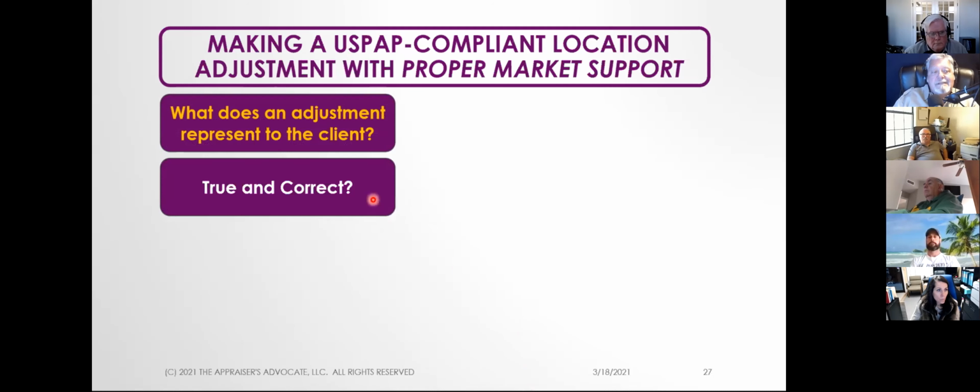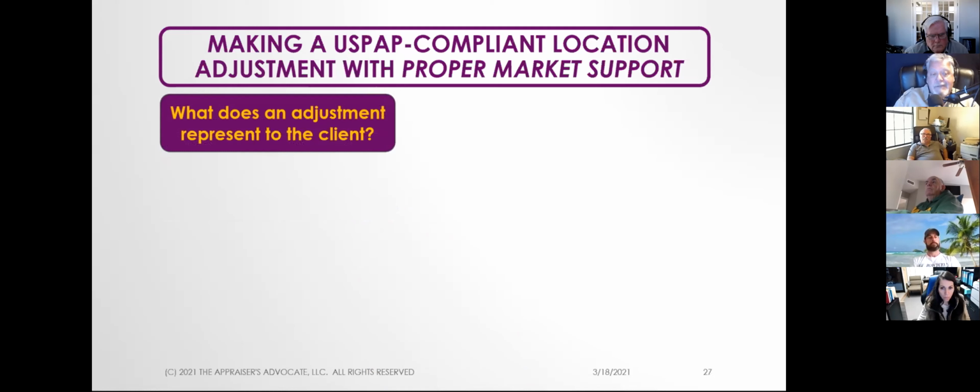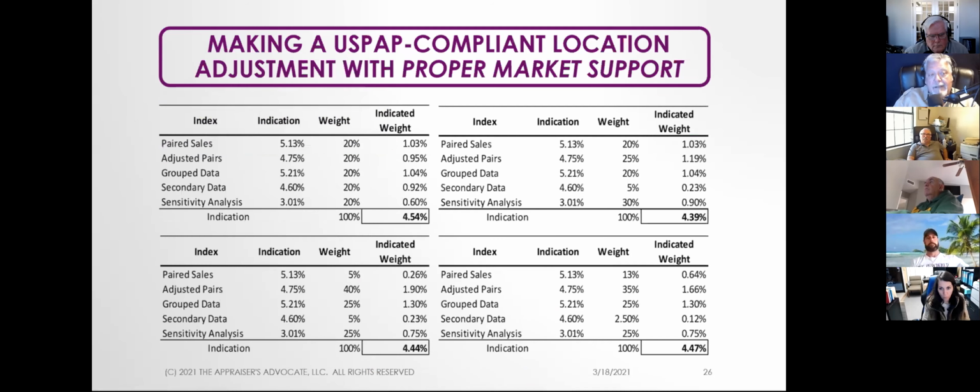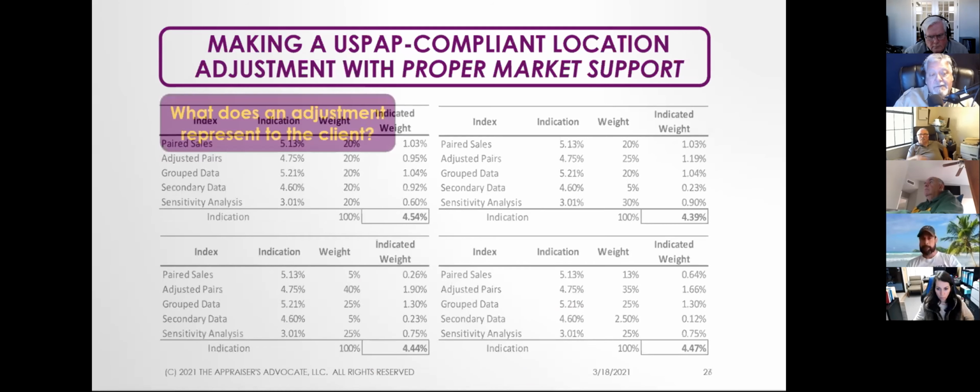What does an adjustment represent to the client? When we say there's a 4.5% location adjustment difference, the client has the right to expect that that statement is true and correct. And the reason it's true and correct is because we have demonstrated out of the market that it's true and correct.